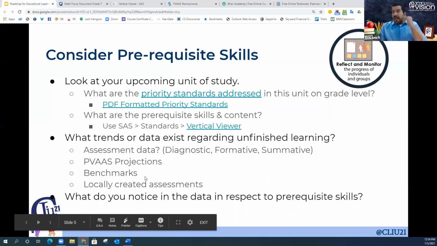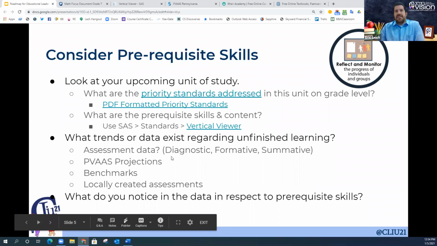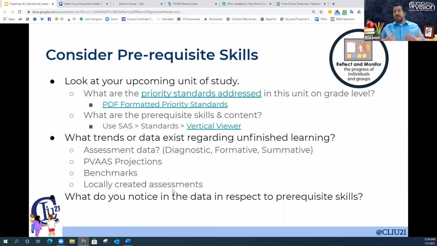Do I have benchmarks that I use? Maybe Study Island is a tool that we use in our school district, and I can get some data from those benchmarks about the specific standard that I'm looking at or the prerequisite standards that are there. Or maybe I have some locally created assessments. So the first place to go is, what do I already have?